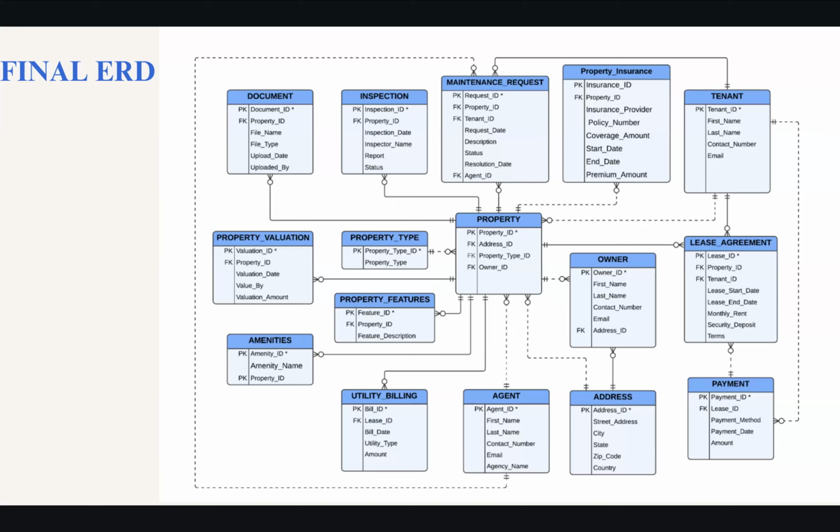And next, we have property type, property features, property valuation, and property insurance. All these are also connected to property for financial analysis, classification, to enhance descriptive capabilities, and safeguarding against risk. Lastly, we have address, agent, document, and inspection entities. These have information related to geographical area, maintenance, and easy document retrieval. Over to Harshal.